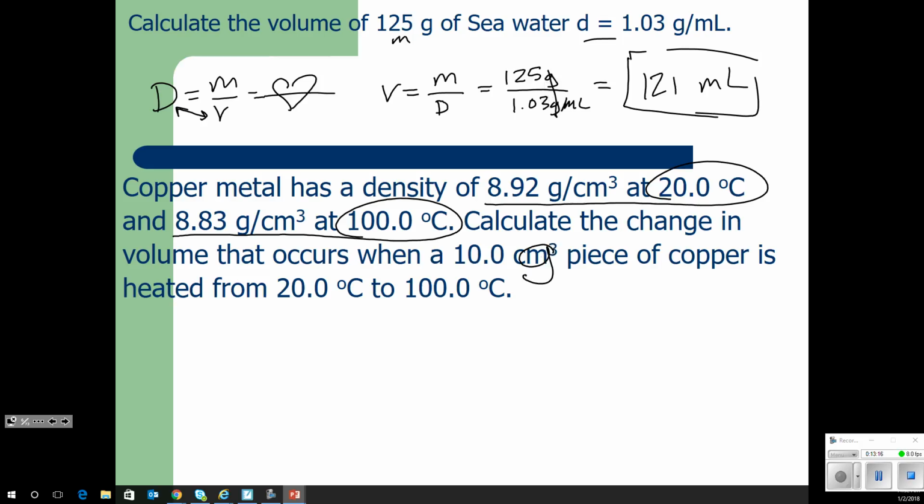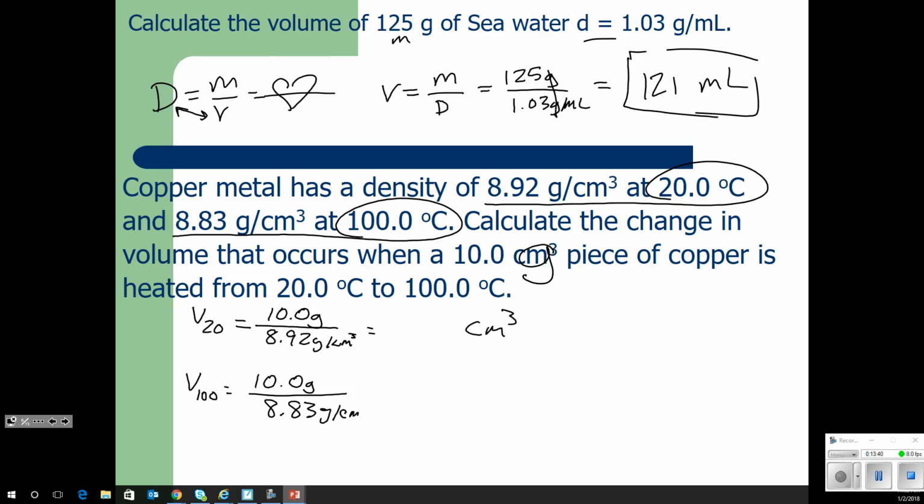So I'm going to do it for the volume at 20 degrees, which is going to be 10.0 grams divided by my 8.92 grams per centimeter cubed, and I'll get centimeters cubed. And my volume at 100 degrees is going to be 10.0 grams divided by 8.83 grams per centimeter cubed. Grams will go out again, and we'll end up with centimeters cubed. Go ahead and give it to me in 4 significant figures.